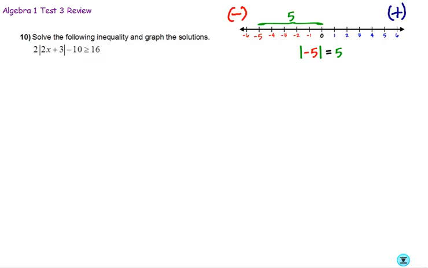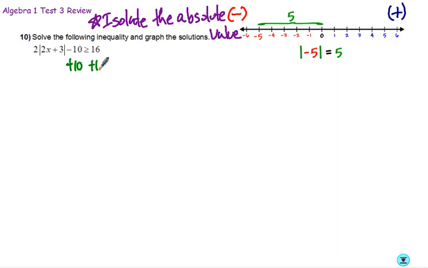Before we can pull it apart, what we have to do is isolate the absolute value. And again, isolate means just to get by itself, right? So I've got two things I've got to get rid of here. That minus 10, I'm going to have to add 10 to both sides. And so when I bring that down, I've still got a 2, so we're going to get rid of that next. 16 and 10 give us 26.